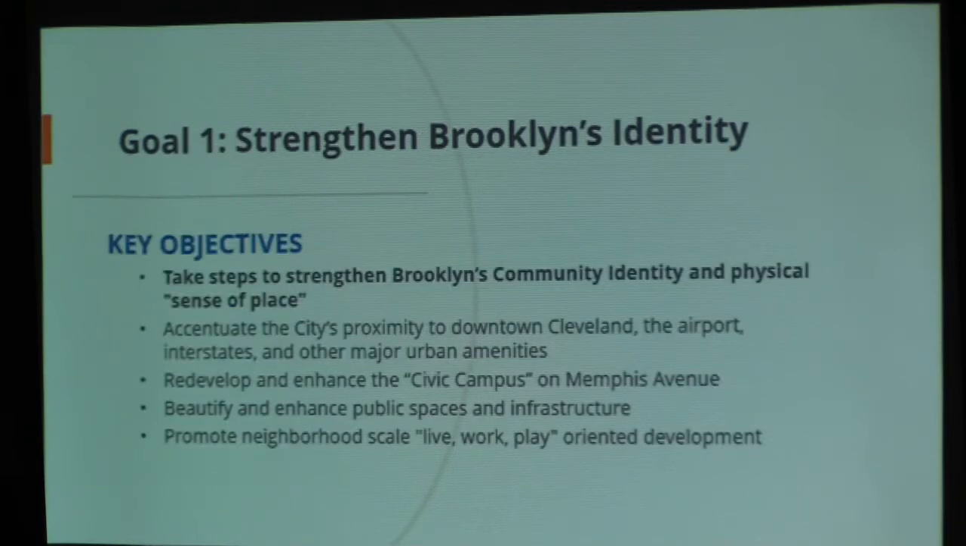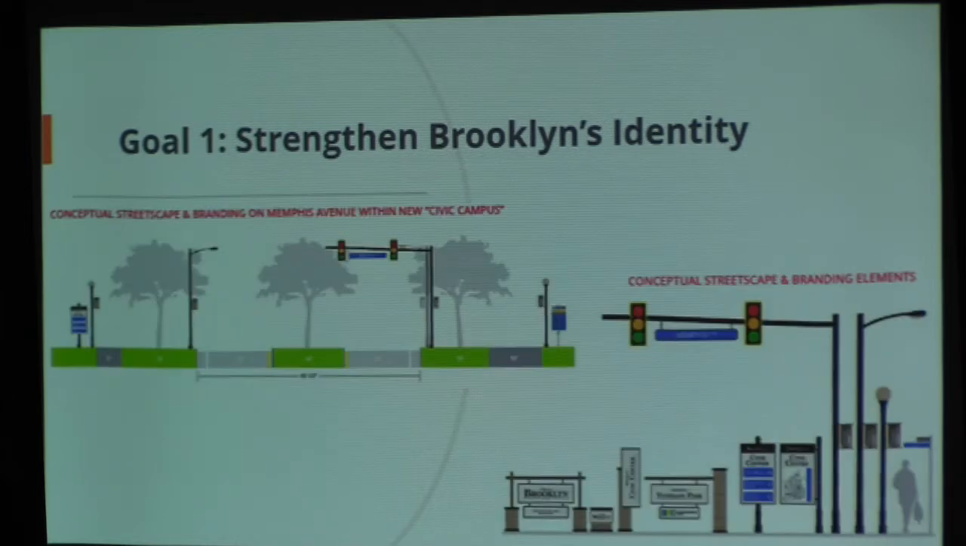So for goal 1, we have strengthen Brooklyn's identity, and a lot of this was about highlighting Brooklyn in the area. How do you showcase Brooklyn to the Cleveland metropolitan area? It's got a lot of strengths, and how do you bring those to the top so that when people think of Brooklyn, they know what they think of? One of the key objectives was to take steps to strengthen Brooklyn's community identity and physical sense of place. So for this, and what we did for a lot of similar things, like I said, we talked about conceptual ideas.